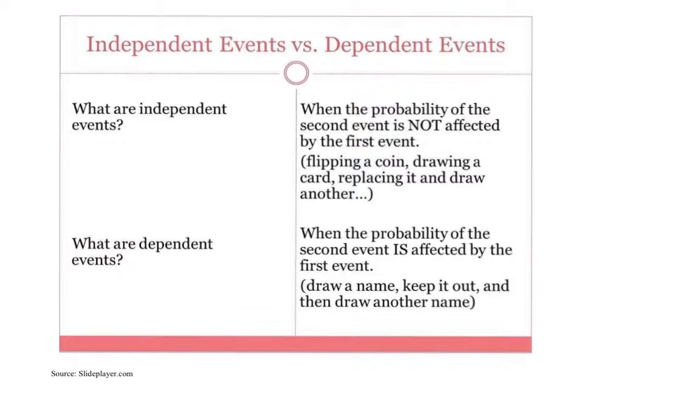And what are dependent events? It's when the probability of the second event is affected by the first event. So you draw a name from a hat and you keep it out, and then you draw another name. If you do not replace it, you keep it out, that's going to be a dependent event.